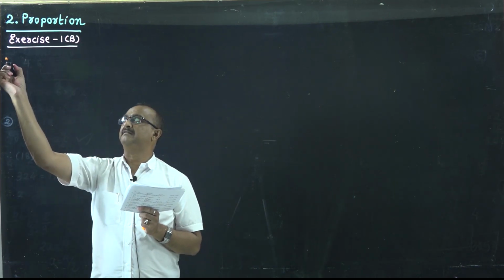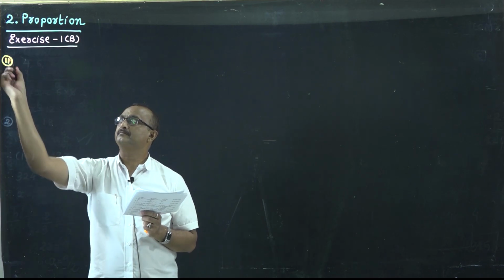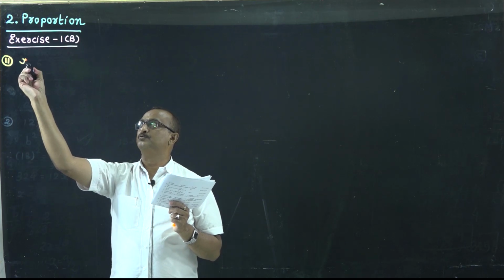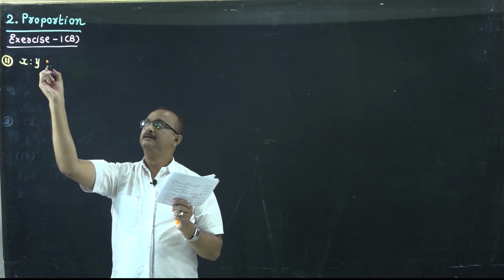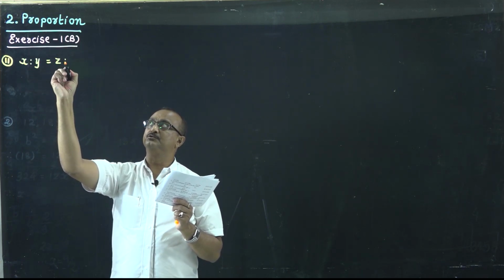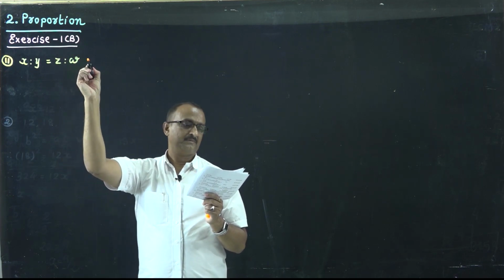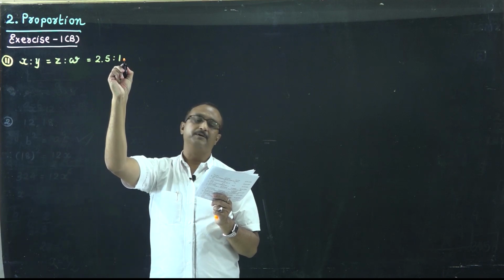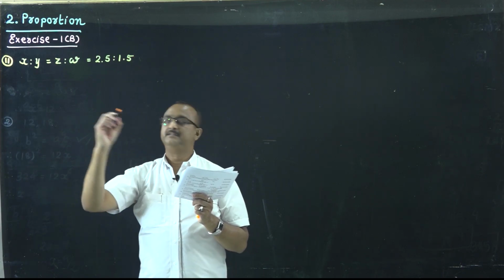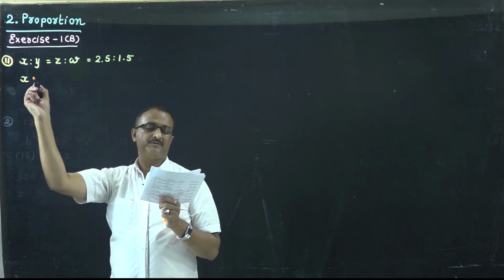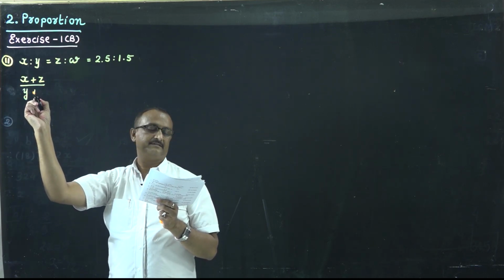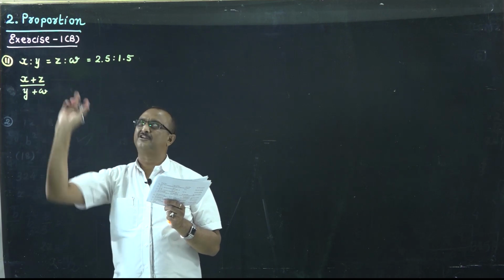Now question number 11 is given by x is to y is equals to z is to w equal to 2.5 is to 1.5. The value of x plus z upon y plus w. So it is your homework.